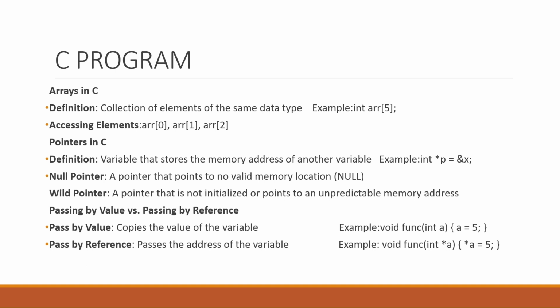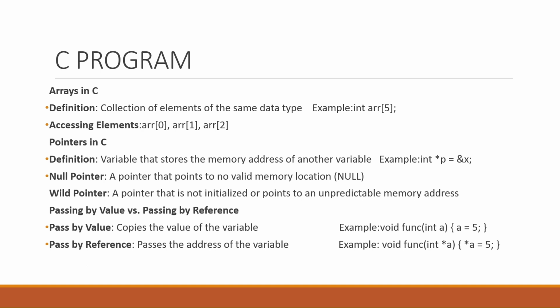Next, the pointers. Pointers are variables that store the memory address of another variable, like storing the address of a in *ptr. Here, star refers to the pointer. There are two types of pointers: null pointer and wild pointer. A null pointer is a pointer that points to no valid memory location, while wild pointers are pointers that are not initialized or point to unpredictable memory.